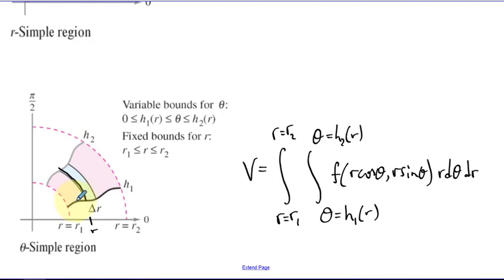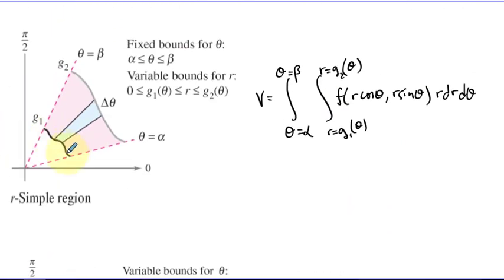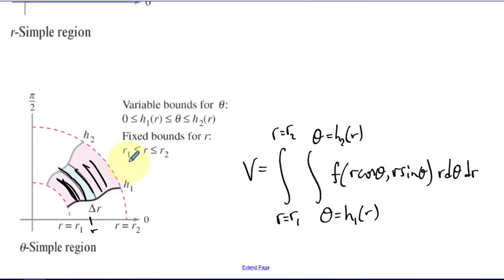And so we're actually sweeping out the region in this way, because what I'm thinking is you pick an R value and then you integrate along theta in this scenario, where back in this one we were picking an angle and then integrating along the R values. So we're filling the region in this way, in the R simple. We're covering the region in this way for the theta simple type of region.